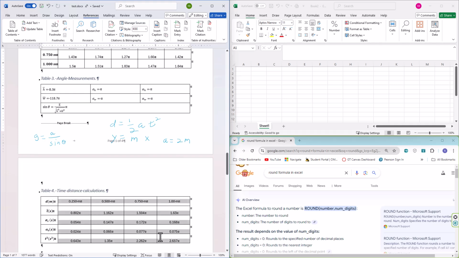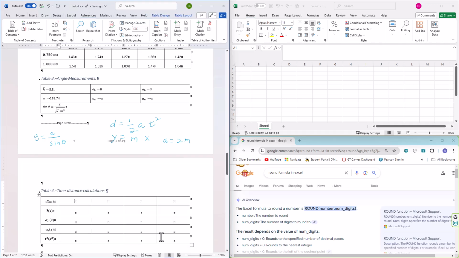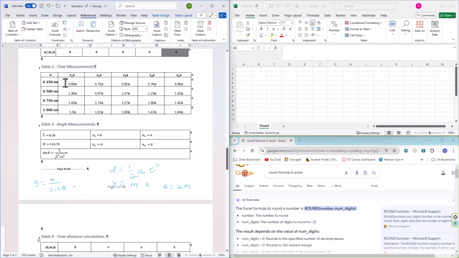Hang on a second, I need to delete this. And the question is, how can we use Excel to make this work? Well, notice what I did was I put all this data into my table. Basically, I typed it in, and since I've done that, I can do some copying and pasting.